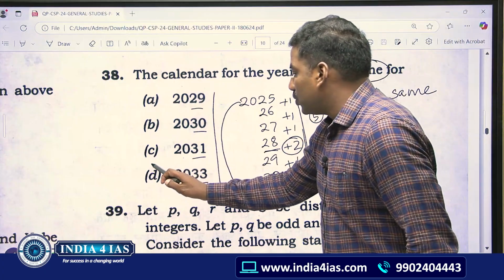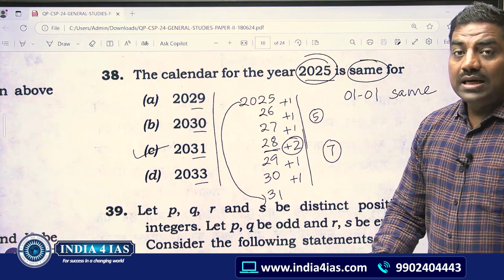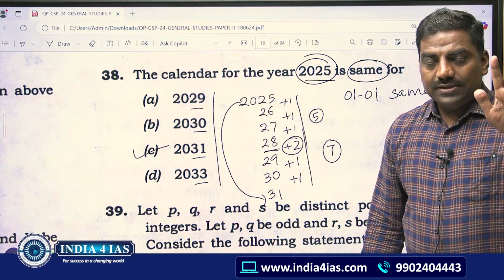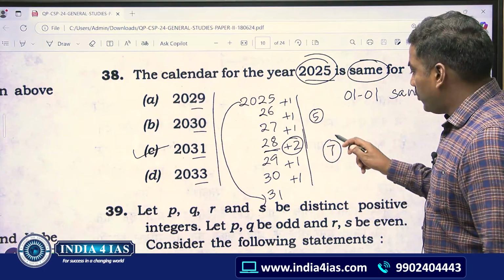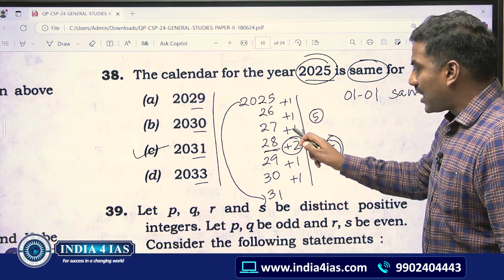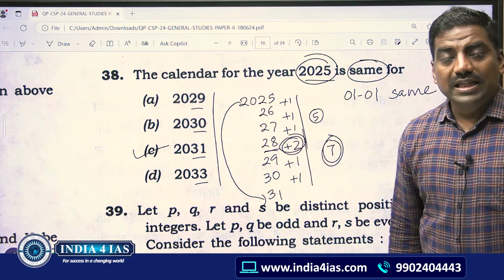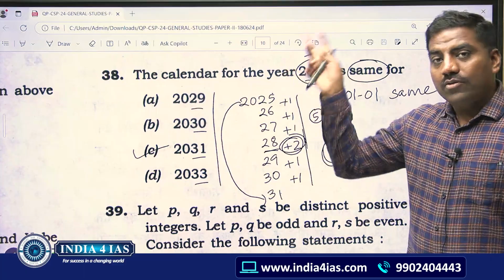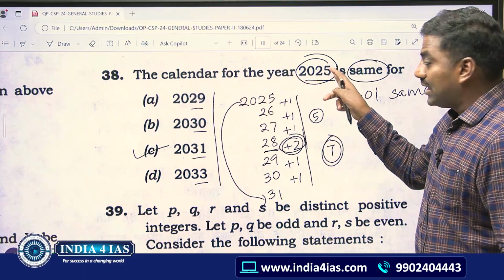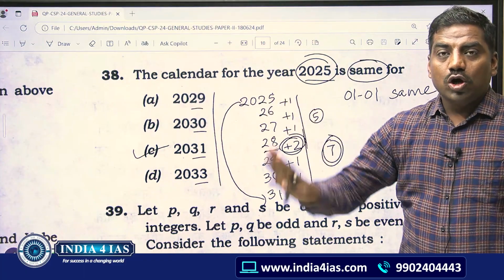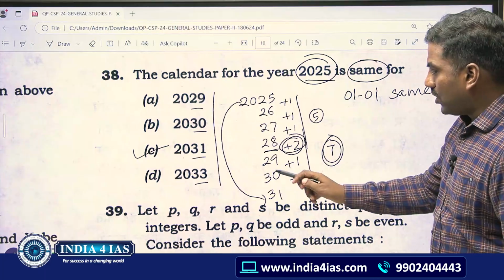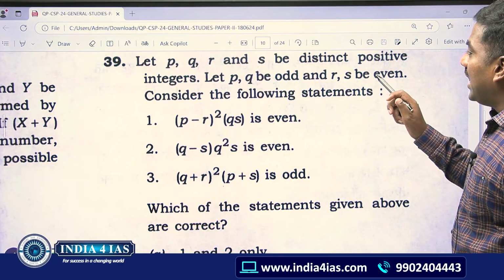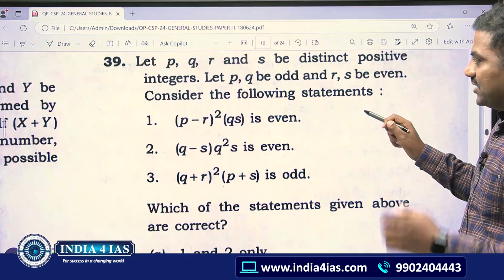So that is 2031. Here we have to be extra careful. We have to match two things. That is, 7 days should be the gap between this year and this year, accounting even the leap year. And second thing is, if this year is a leap year, we have to look for a leap year. If this year is not a leap year, we have to look for a non-leap year. That is the concept. So answer is 2031.